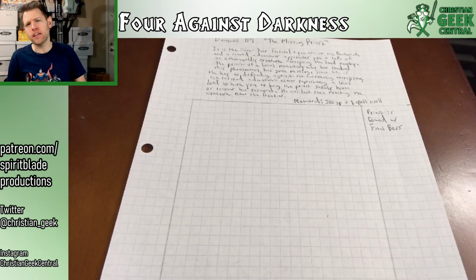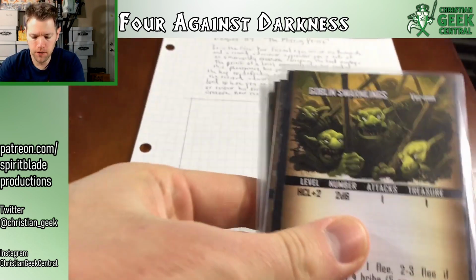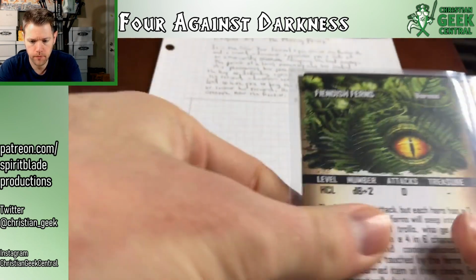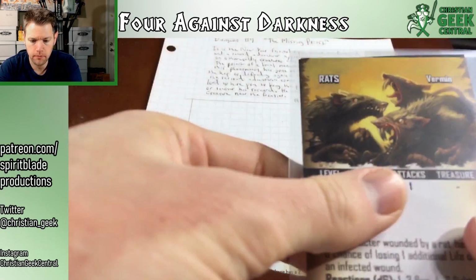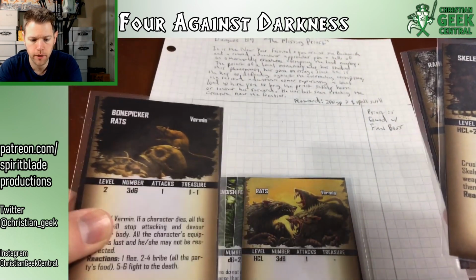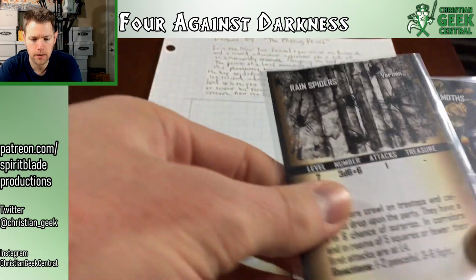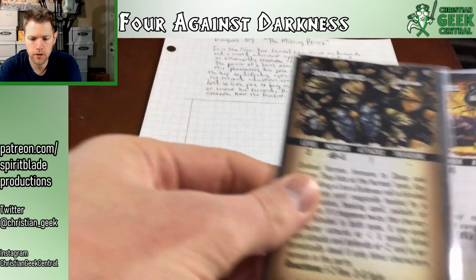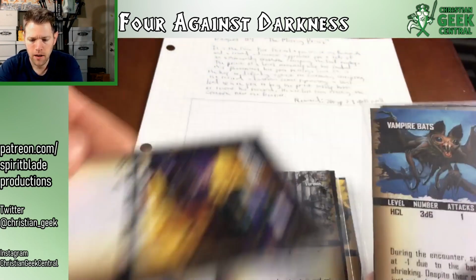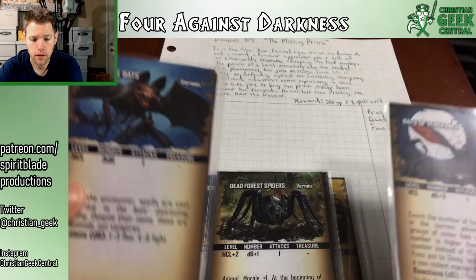So Frontier, we're thinking mostly not humanoid stuff, mostly animals, maybe stuff that's not too crazy weird. Fiendish ferns, that's a possibility. Rats, certainly. There's lots of varieties of rats here. Bone picker rats. Probably not skeletal rats. That feels a little more undead to me. Maybe rain spiders. Shadow moths are undead. I don't think we need to do anything with that. Vampire frogs. Maybe vampire bats. Definitely dead forest spiders.